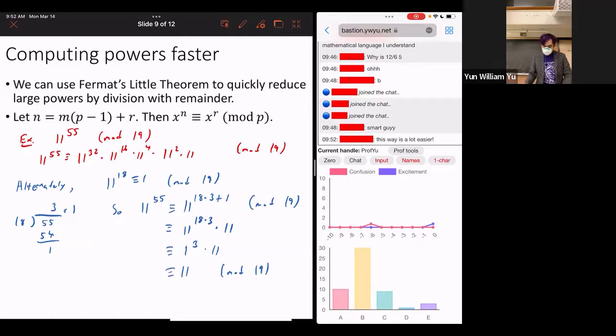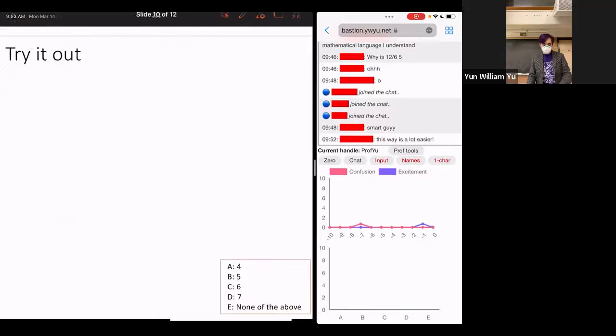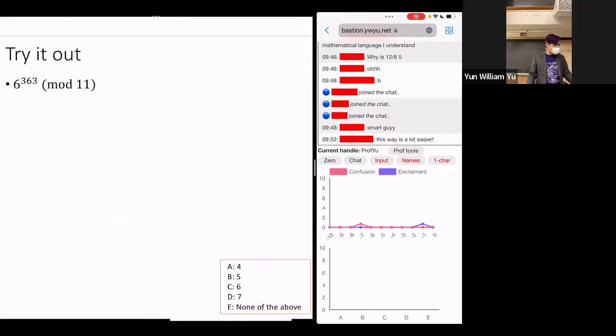So let me zero out the chat. And looks like most of you are finished writing. So what is 6 to the 363 mod 11?